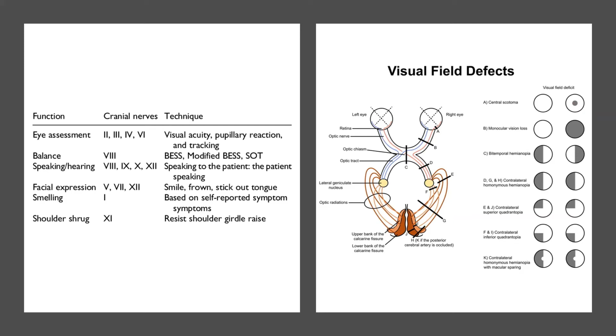You can have complete loss of vision if you damage the optic nerve on just one side. Then you have what's called monocular vision loss, or monocular vision.